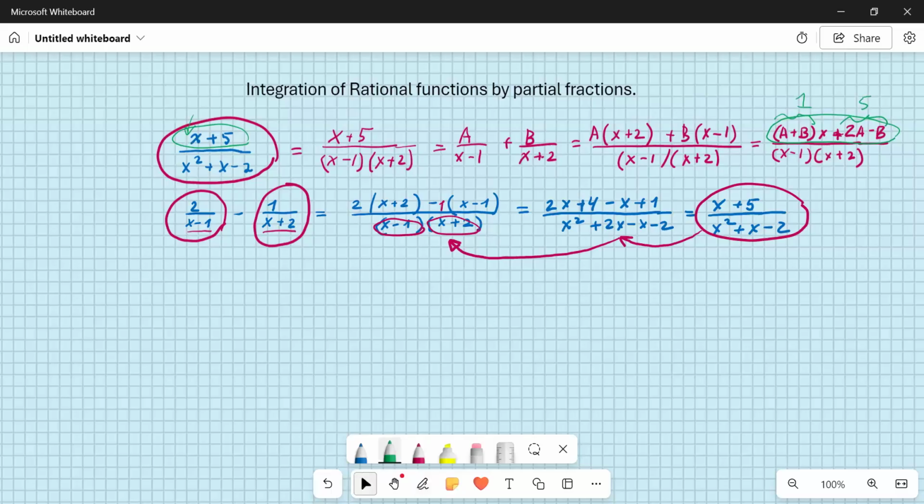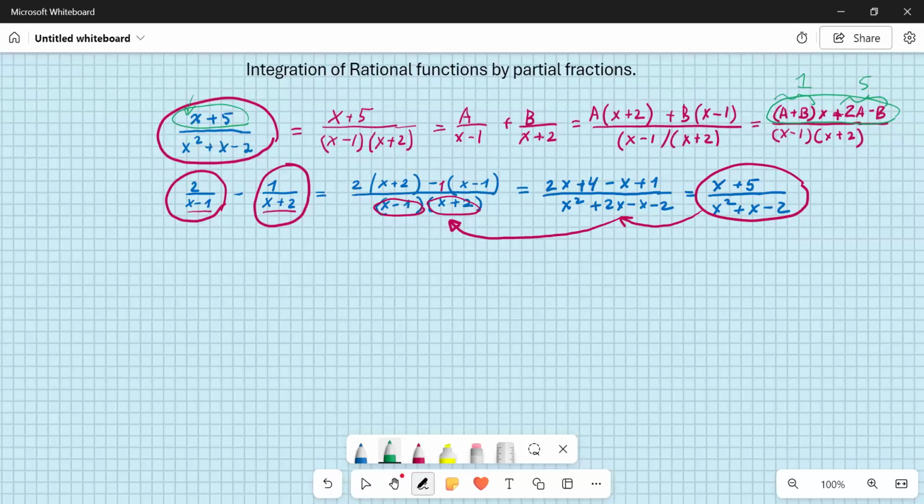How to find these numbers? Well, if I write down these two statements as equations, I'm going to have a plus b is equal to 1 and 2a minus b equals 5. And so I have a system of two equations with two variables. Not difficult to solve. You can use substitution or just elimination.